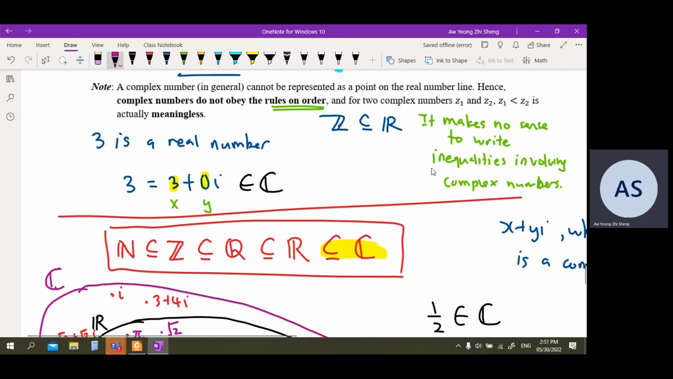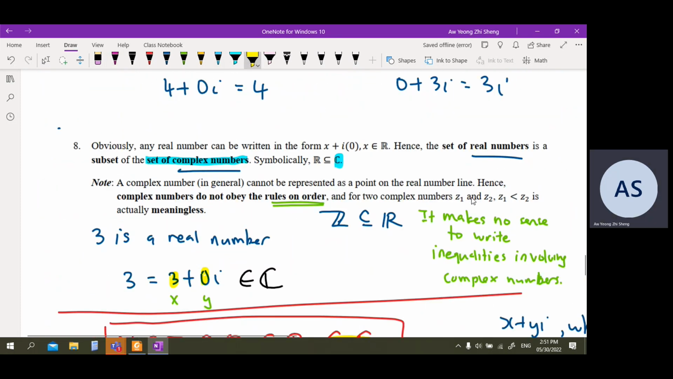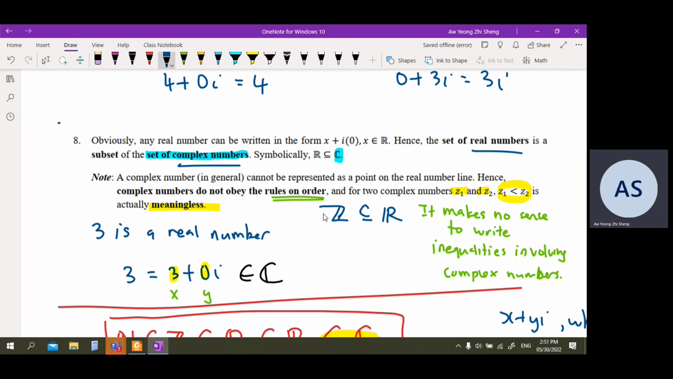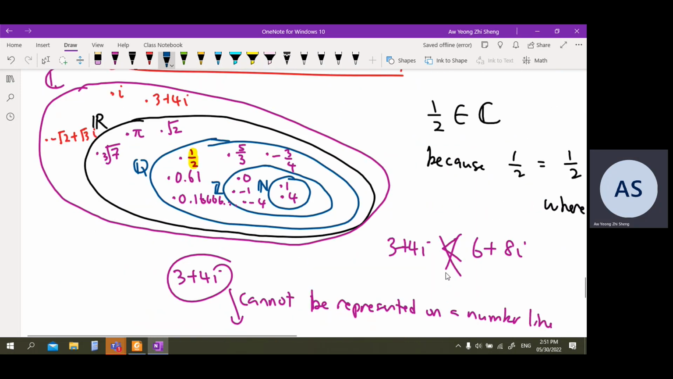So going back to the notes, it says, if you have two complex numbers z1 and z2, writing z1 less than z2, an inequality involving two complex numbers, is meaningless. It is meaningless because when a number contains i, it makes no sense to make comparison between them and claim that one is larger than the other. Inequality will only make sense if the two sides of the inequality are both real numbers. If you have something that contains i, you cannot write an inequality involving it.